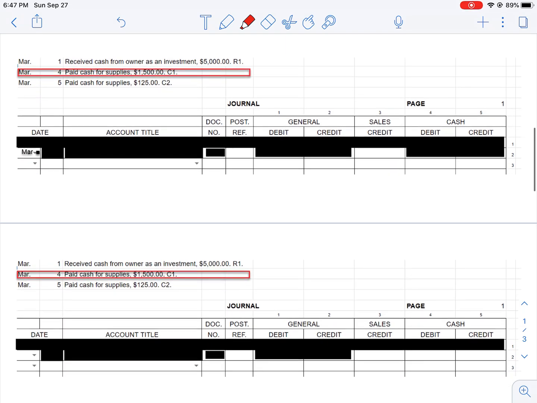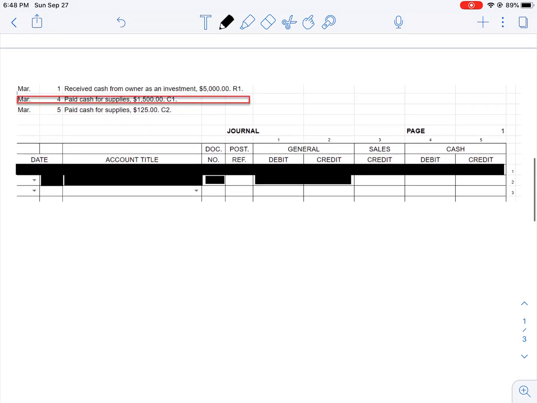Moving on here, paid cash for supplies. Again, if you look at that, assuming all the black titles are correct, they are. However, we don't need to have March written again. Once we write March on the top of the journal page, or at the start of a new journal page, we don't need to write it for every transaction. We can just write 4 for that transaction.